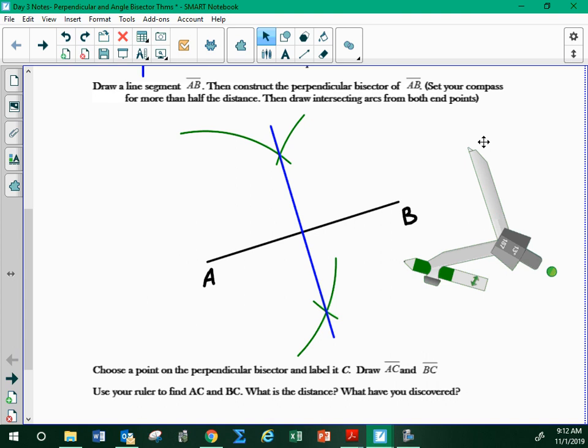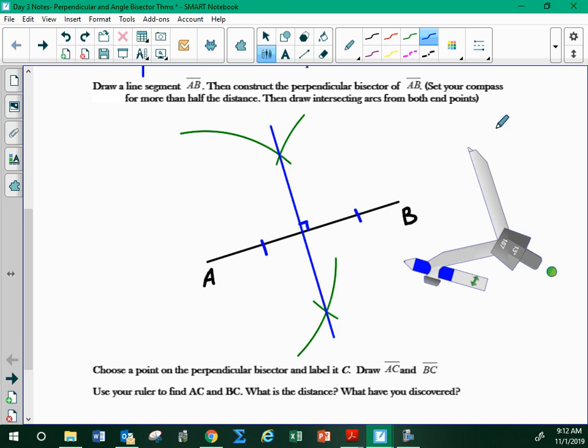Alright, connect those. Make sure it goes through the intersections. What you have just constructed is your perpendicular bisector. Woohoo! So let's go ahead and make markings so that we know it's a perpendicular bisector. Which means I need it to be perpendicular and bisected.